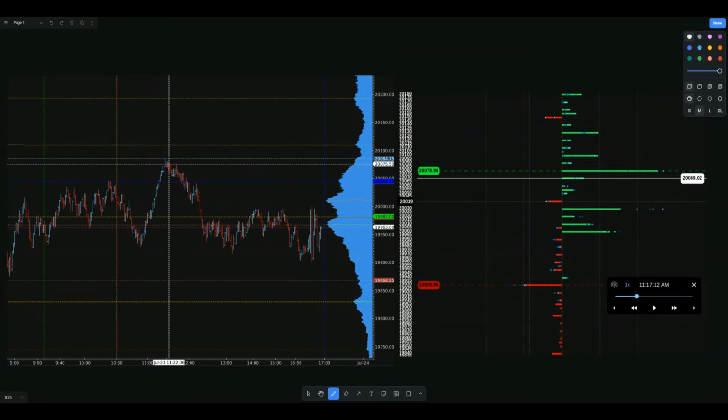Hey guys, it's Jass, and today I'm going to be going over a little example of what I'm looking for on Gex in combination with Profile to make a trading decision.